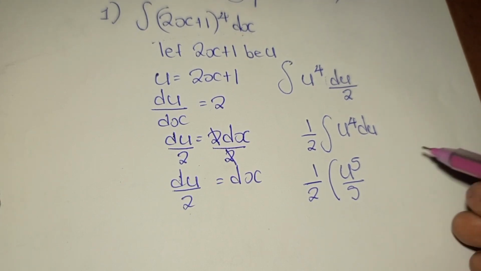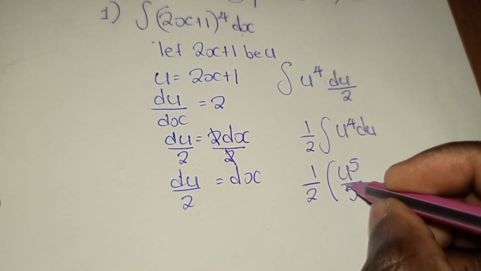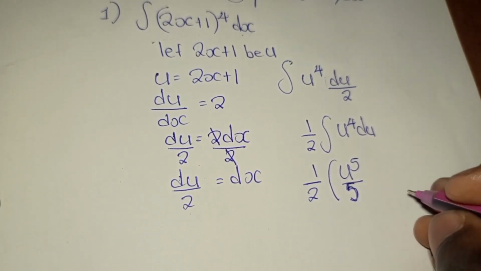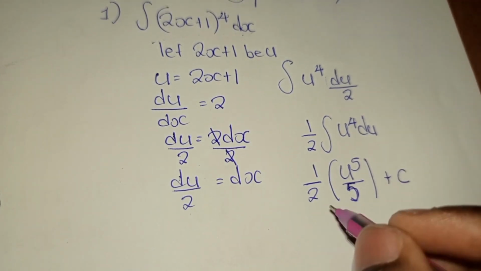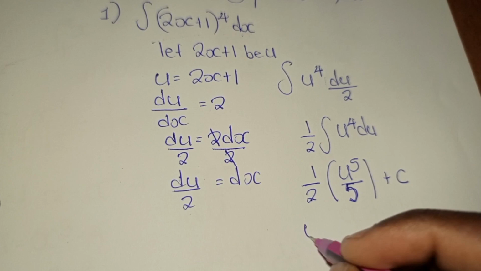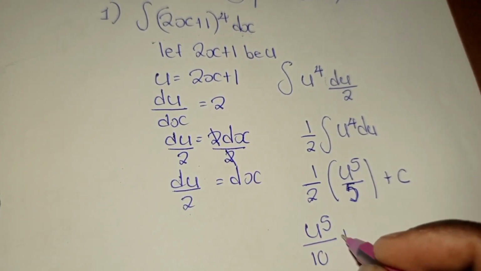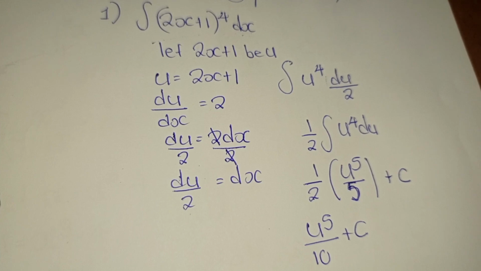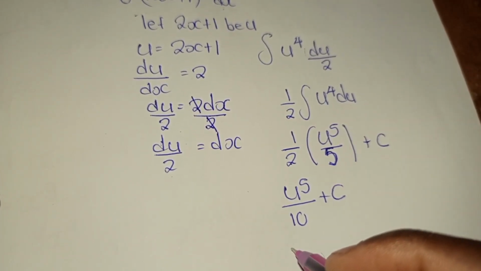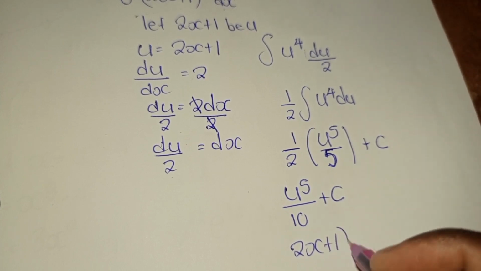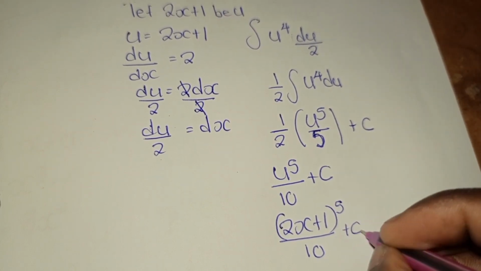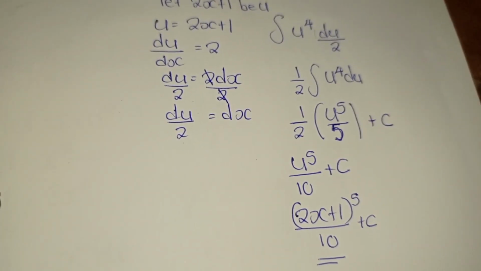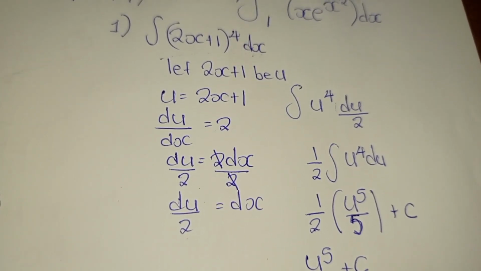Remember, for you to find the integral, you can watch my previous videos. I already did the integration of any linear function or exponential function. Then from here we add the arbitrary constant c. Then from here we can just say 2 times 5 equal to 10. Then you know u in the first place was 2x plus 1, so we have (2x + 1) to the power 5 over 10 plus c. So this is the integral of (2x + 1) to the power 4.